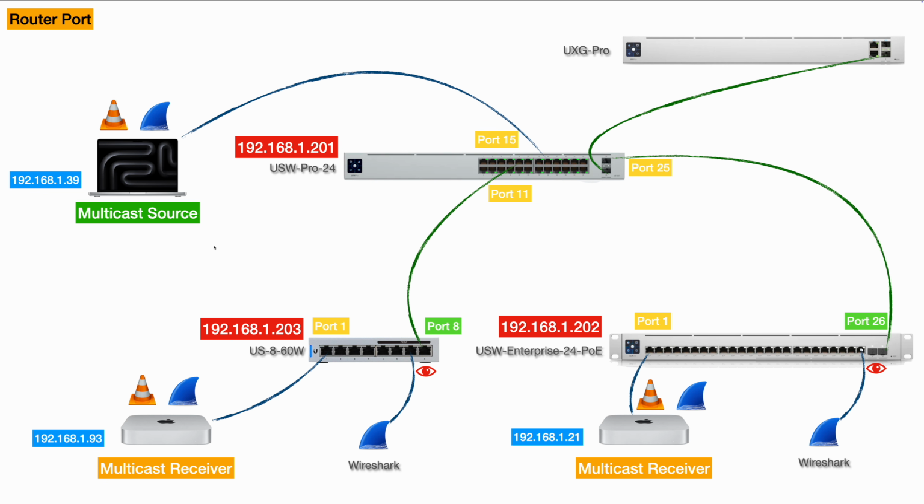This is my lab environment. I use 3 UniFi switches. The Pro 24 is closest to the UniFi gateway. Then 2 other switches, the small PoE switch and the Enterprise 24 PoE switch. They are both directly connected to the Pro 24 switch. So it's a very simple topology, right?